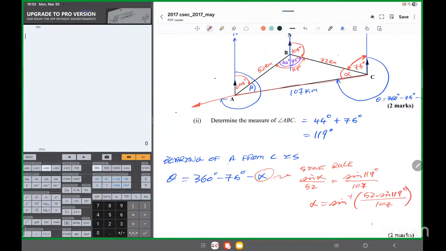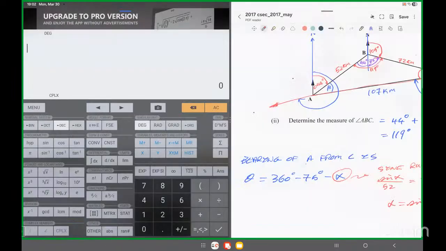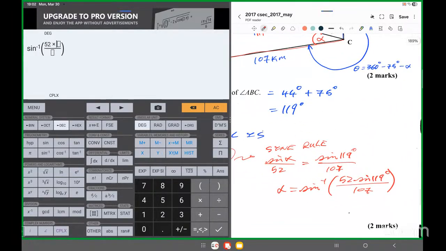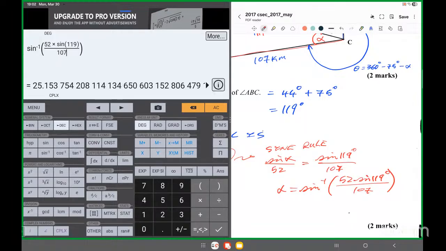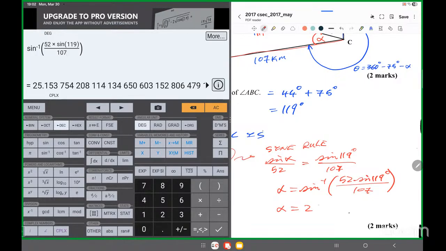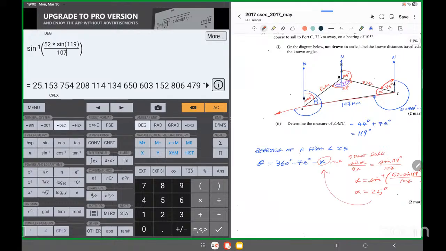Put that in the calculator. Sine to the minus 1 of a fraction: 52 times the sine of 119 over 107. That's 25.1. Alpha equals 25.1 degrees. Of course, we can just call it 25, the nearest whole number. 25 degrees. Then do the calculation up here.